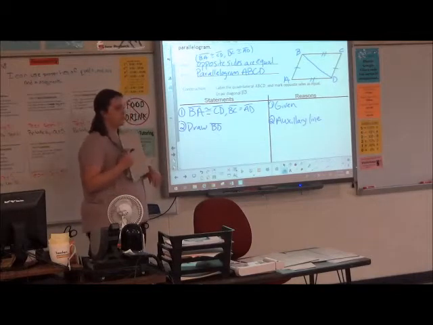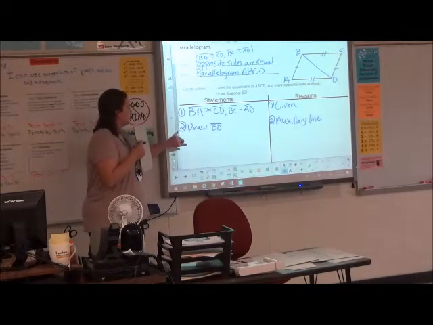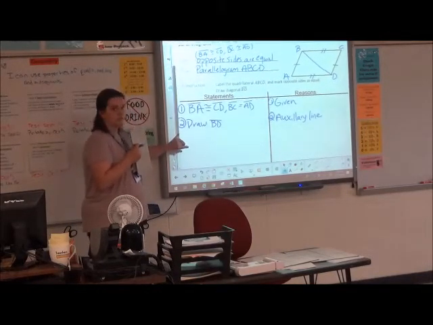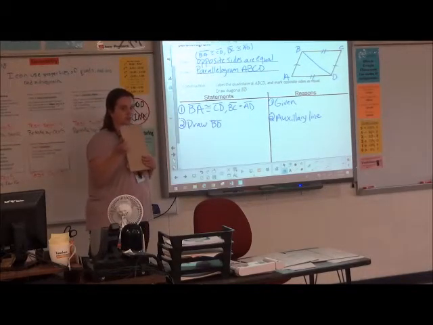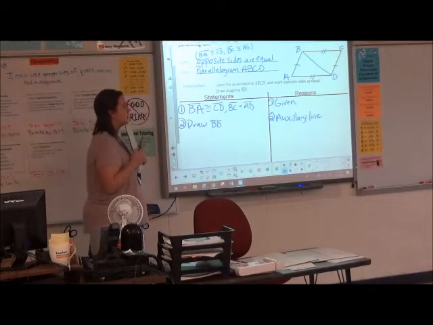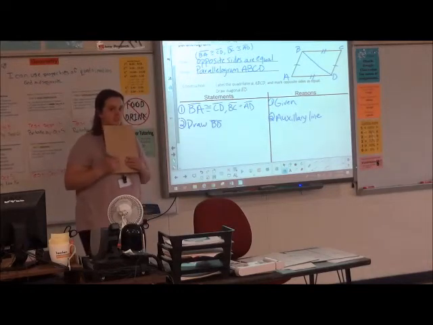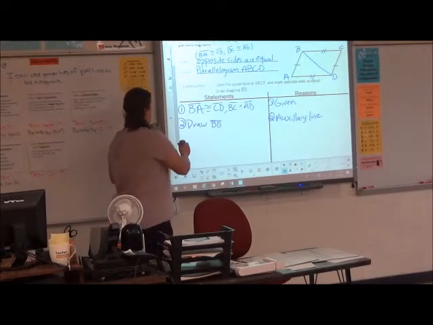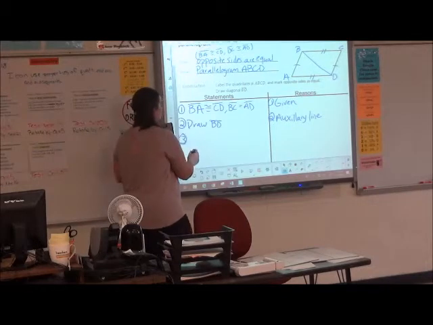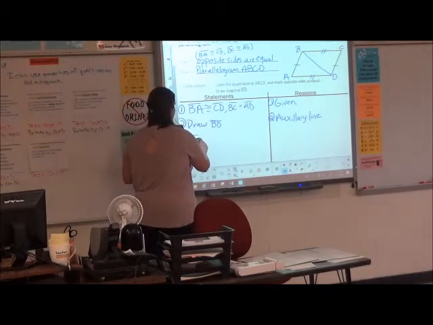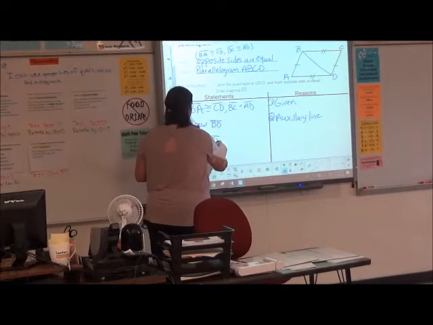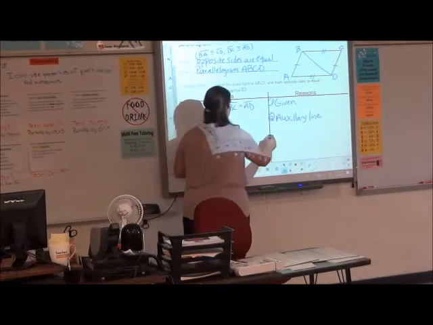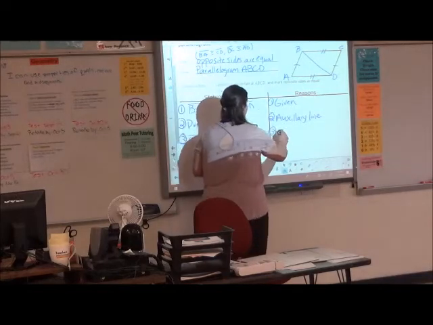Alright, so what's our next step? Side, side, side. Or, well, reflexive. What's reflexive? Well, on BD, would it be BD equals DB? Right, yeah, good. So segment BD is congruent to segment DB. Reflexive property.